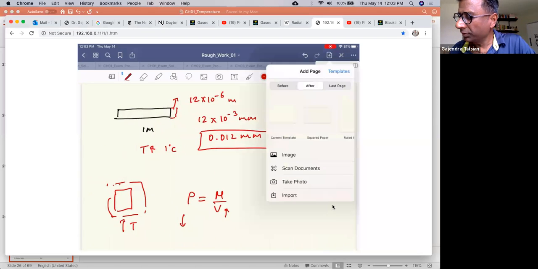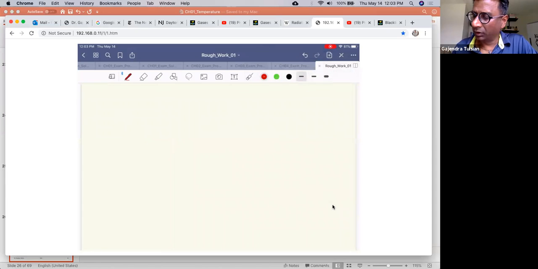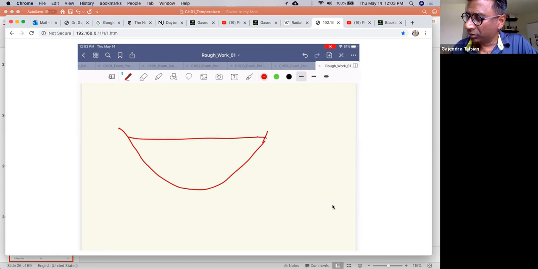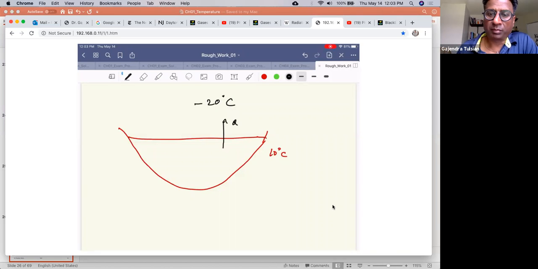So for instance, let's say you had a lake and you wanted to freeze this lake. Now this lake was at 10 degrees Celsius, and you want to freeze it. What you do is you make the air real cold. And you are all experts in thermodynamics, and you'll know that heat will flow from a hotter object to a colder object. So that's what you do.